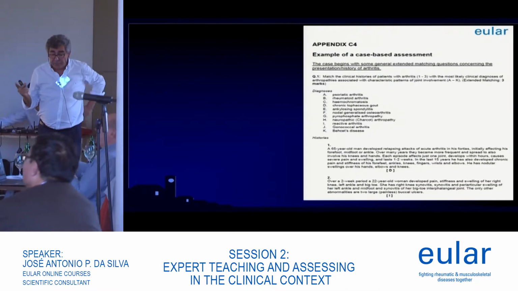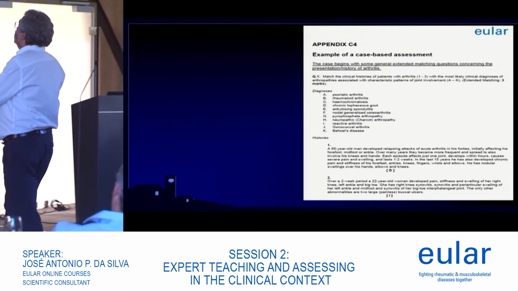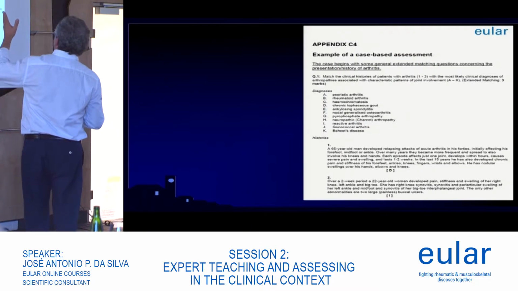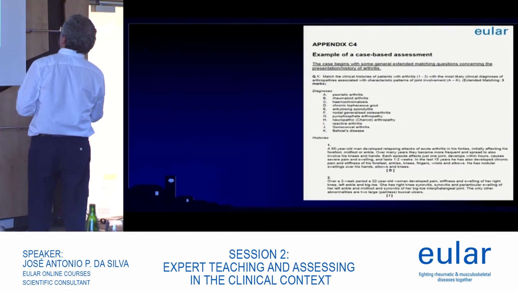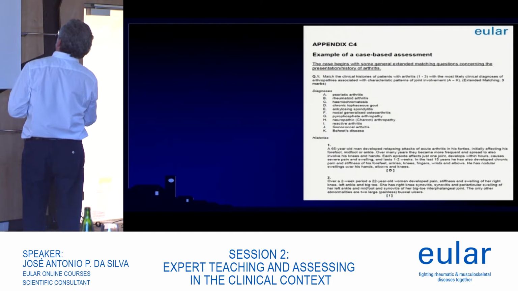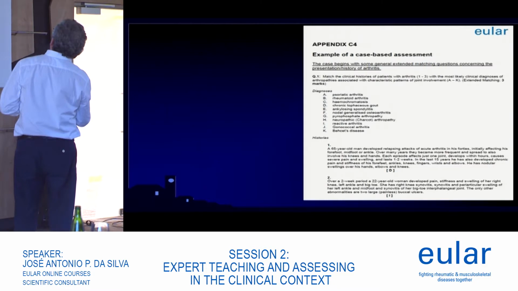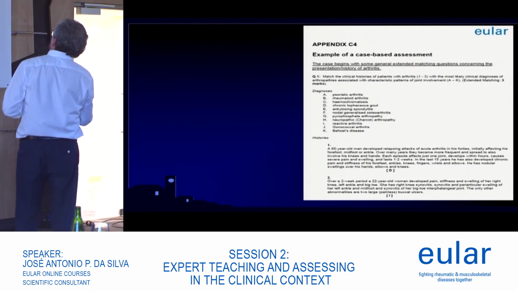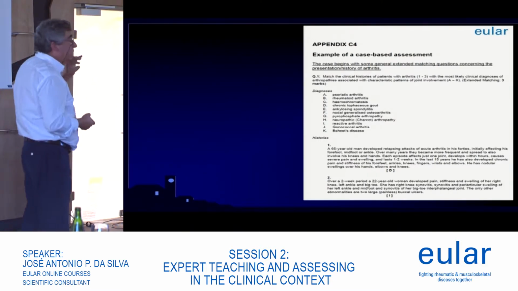Now, if you look for advice, for instance, in the guidelines for authors themselves from EULAR, this is an example of a case-based assessment. And it says, the case begins with some general extended matching questions concerning presentation history of arthritis. Match the clinical stories or histories of patients with arthritis, that's 1 to 3, the 3 stories here, with the most likely clinical diagnosis of arthropathies associated with characteristic patterns of joint involvement. These are the possible diagnoses. These are 3 patient histories with 6 to 7 lines.